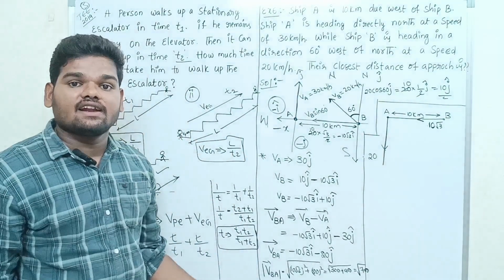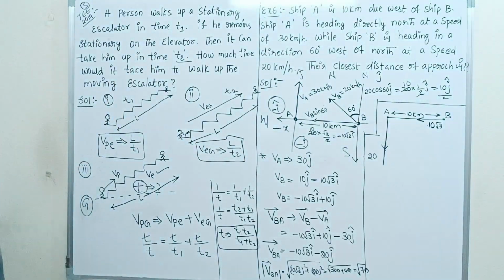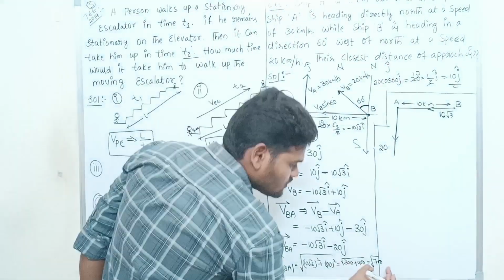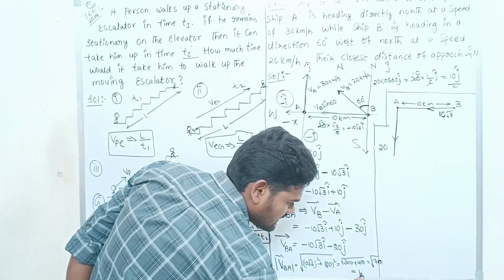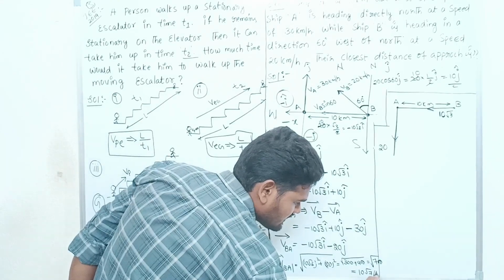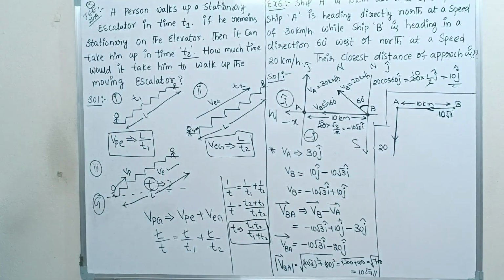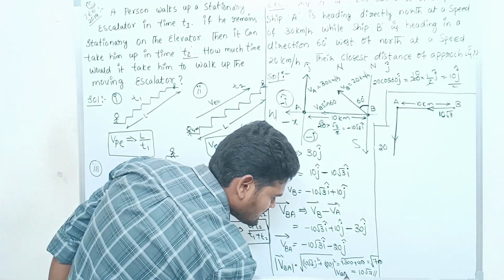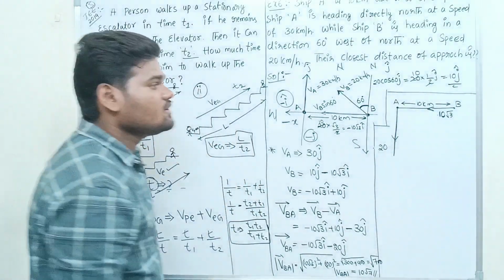So root over 700 means what? Are you able to see the board? Okay. Right. So root over 700 value is how much? 10 root 7. We can write 10 root 7. Are you getting? Okay. So this is the magnitude of velocity of B with respect to A. How much? 10 root 7.